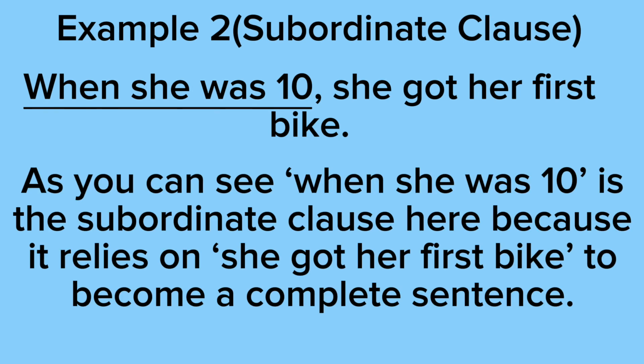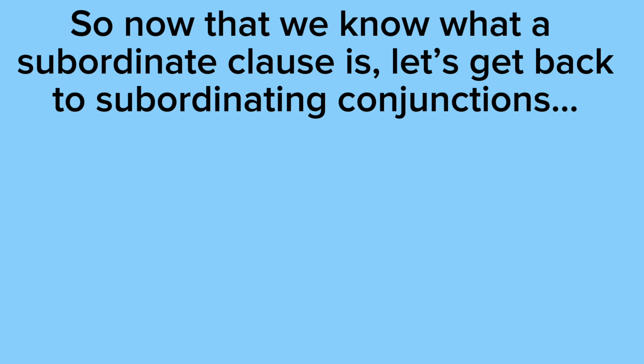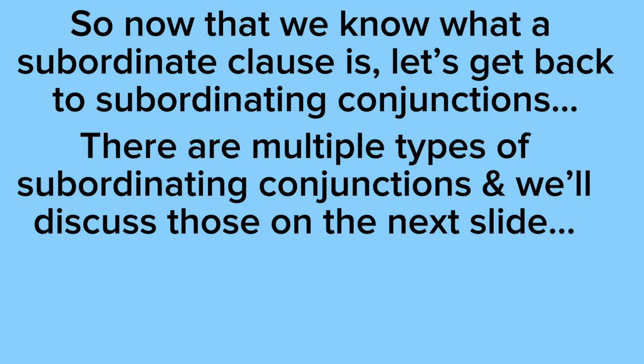As you can see, "when she was 10" is the subordinate clause here because it relies on "she got her first bike" to become a complete sentence. If I just said "when she was 10," that wouldn't be a sentence, and that's why it's considered a subordinate clause. So now that we know what a subordinate clause is, let's get back to subordinating conjunctions. There are multiple types of subordinating conjunctions, and we'll discuss those on the next slide.